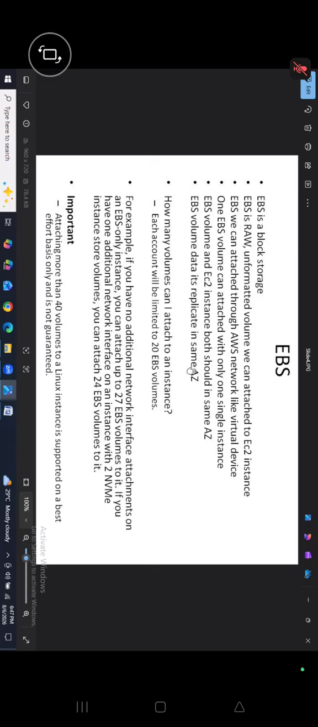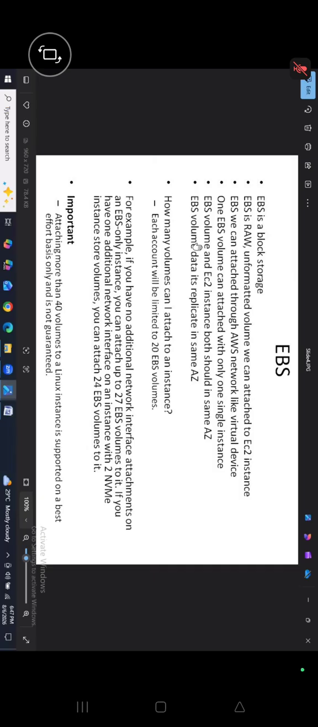Okay, so you can say this is a little bit old, guys. Before, we could attach one EBS volume to only one instance. But nowadays the rules and regulations have changed. We can attach one EBS volume to multiple instances, right?